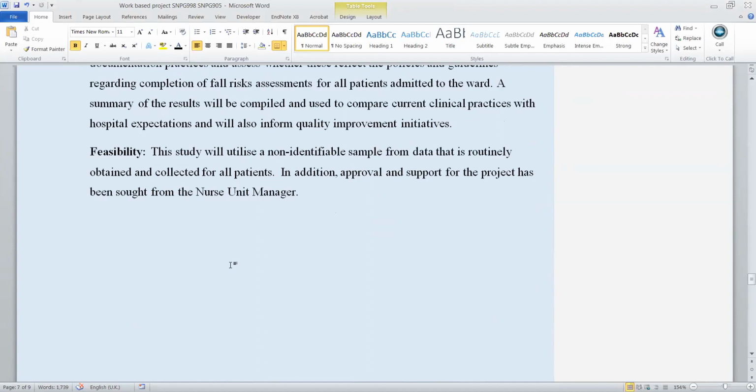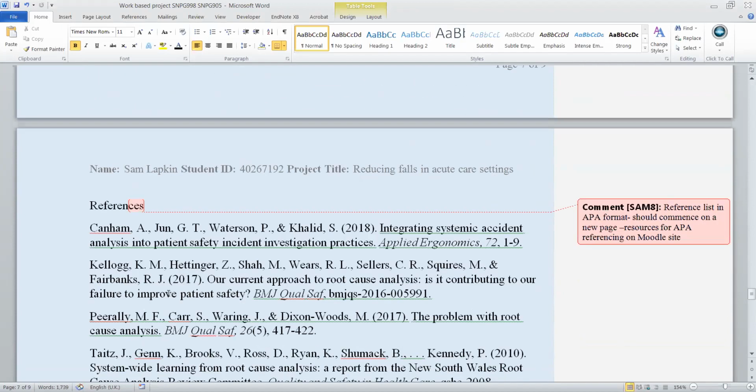Feasibility. It's important to ensure that your study is feasible. So in this case, this study will utilize a de-identified sample from data that is currently obtained and available for all patients. So I have access to this data. You need to ensure that you have access to the data that you intend to collect. In addition, approval and support for the project has been sought and obtained from the nurse unit manager.